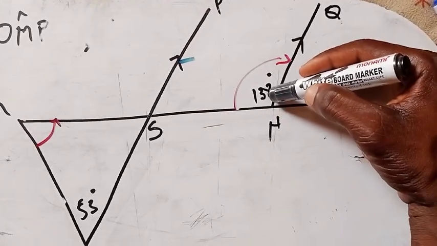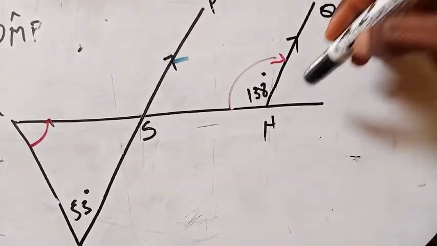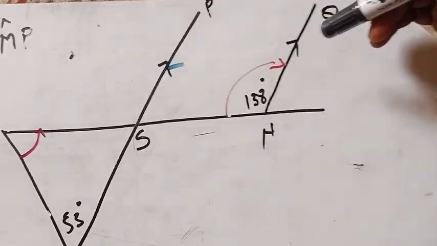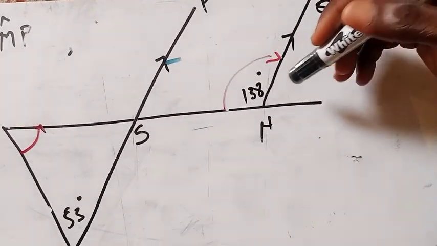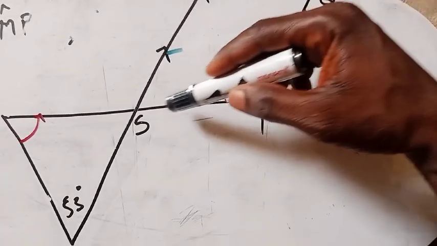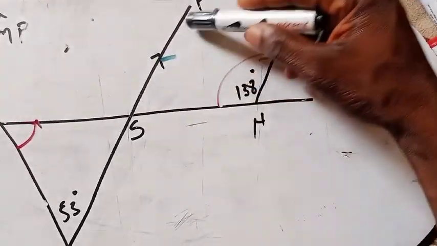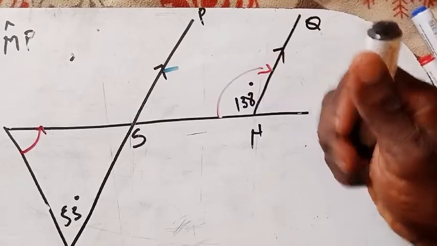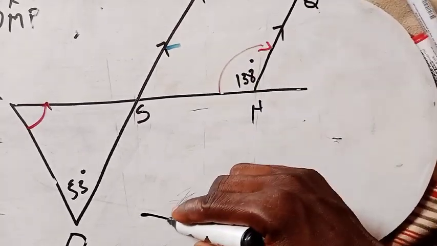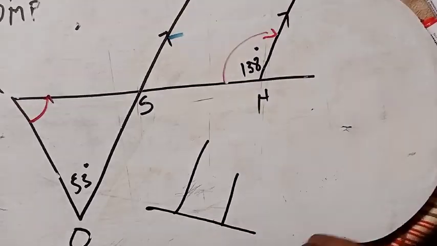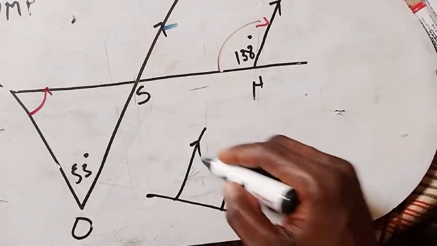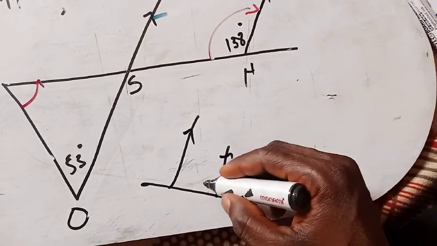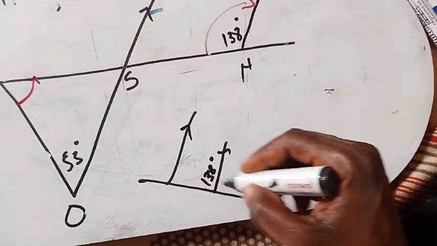So yes, 138 degrees. Let's see if you can see the alternate and the corresponding angles. Here, straightforwardly, you can see the F shape, right? From the top here, if I redraw this like this, it looks like an F shape. Is that okay? So these two lines are parallel, and then here is 138 degrees.